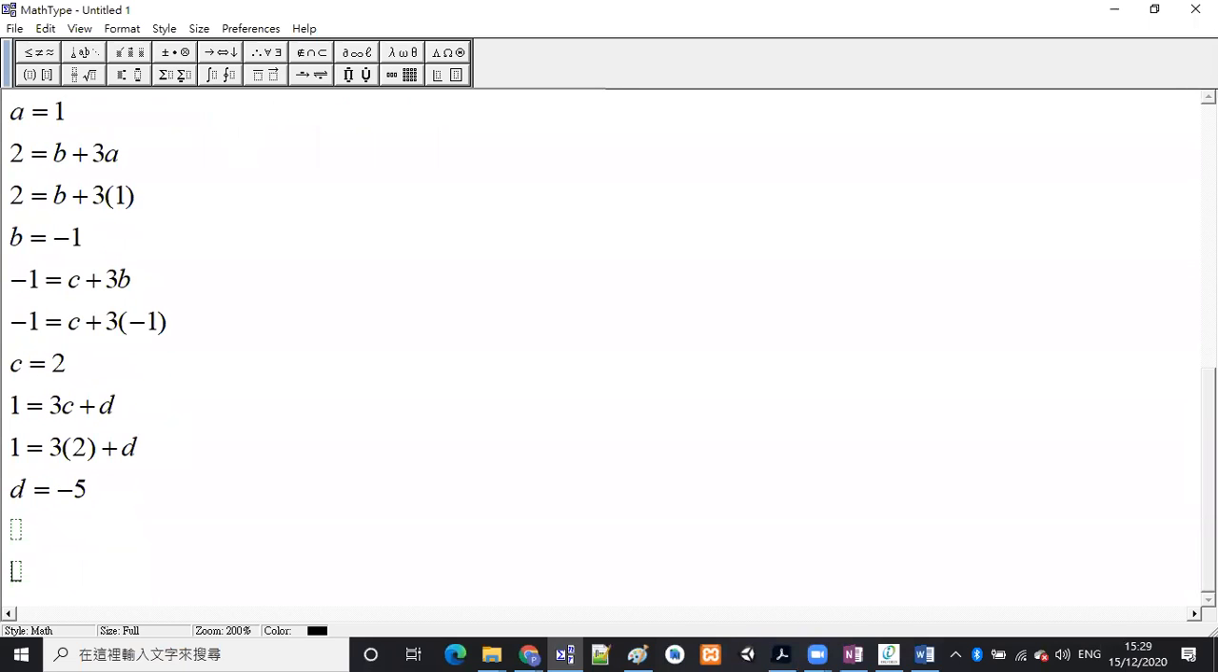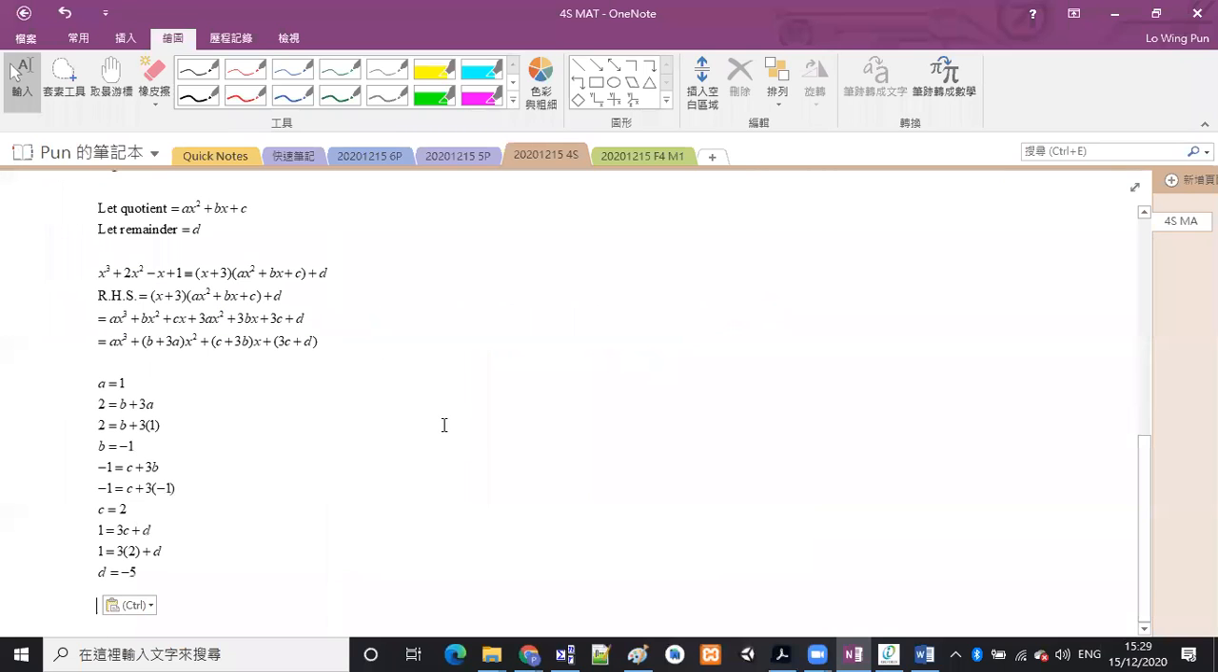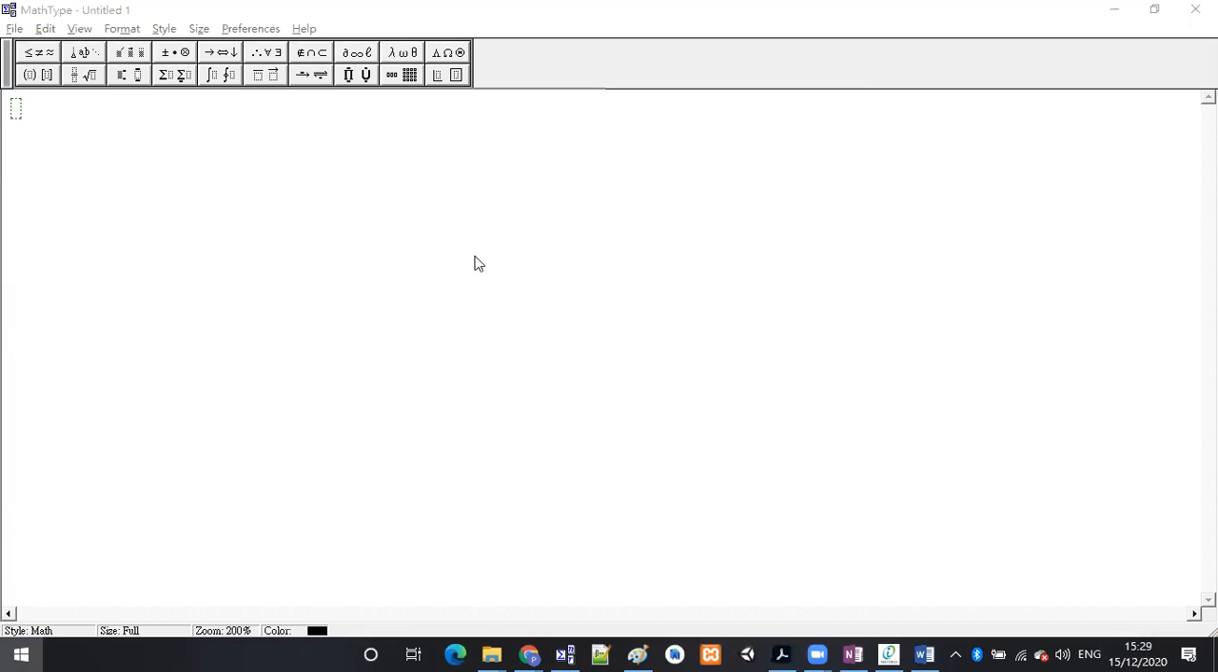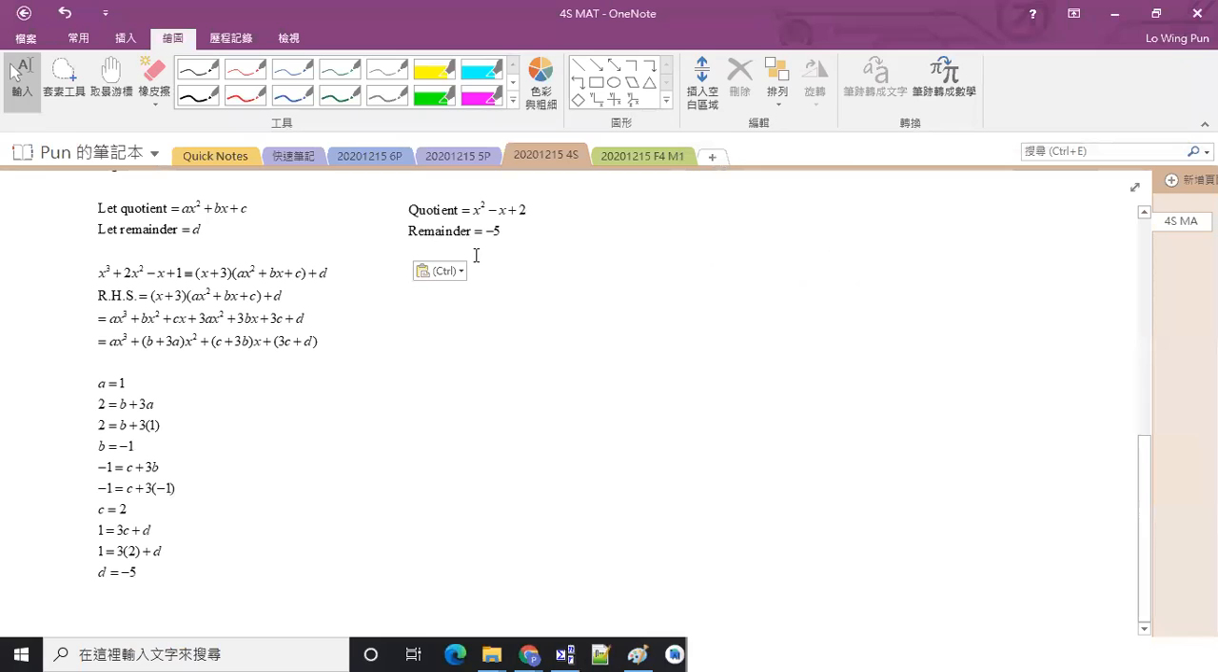Therefore, we can write down the conclusion. Let me paste it here first. So the quotient should be equal to ax squared plus bx plus c. And now it should be 1x squared plus -1x plus 2. And then the remainder is just equal to d. And d is -5, so it's just -5. Okay, so that's how we can find the quotient and remainder by this method.